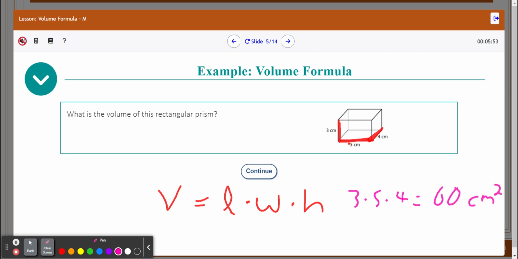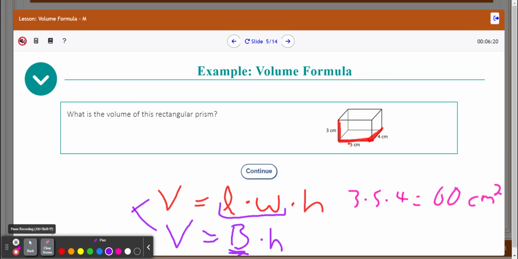Now, another way you might see this formula written sometimes is volume equals base times height. Don't be confused, these are the same formula. Base, here, B, is L times W. That's what a base is. Your surface area, your base, would be length times width. So L times W times H is the same thing as B times H, base times height. Depends how you see it, so if you see it two different ways, don't be confused.